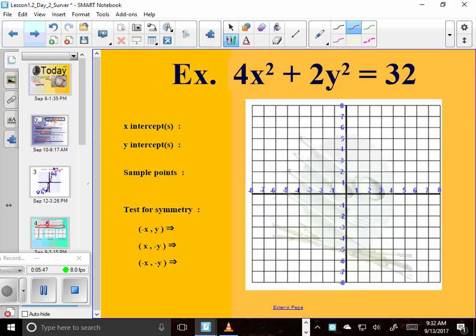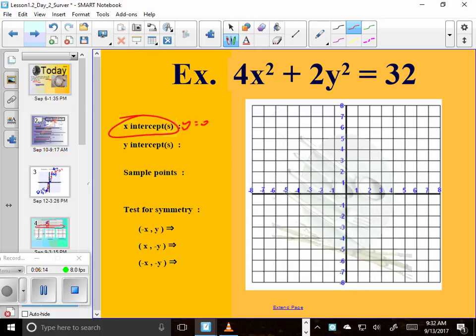So, if we were to take this equation and just ask, does this have any kinds of symmetry? Well, some important concepts. The x-intercepts. The x-intercepts are where, and try to fill in the sentence. The x-intercepts are where, what? Y equals 0. Good. That's really powerful to know. If you didn't hear that, I'm going to say it again. The x-intercept is where y is 0.